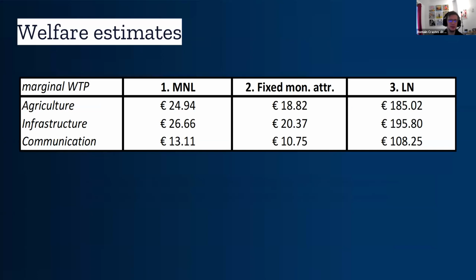Okay, and what do I find? I find that for the multinomial logit model, if we look at agriculture, for example, the marginal willingness to pay for an improvement in agricultural practices is 24 euros per year. For the fixed monetary attribute model, it's only 18.82. And okay, what do we see for the model with the log normally distributed price? This is 185 euros per year, despite the fact that the highest price bid in my experimental design, that is the highest amount of money people could pay, was 32.5 euros.